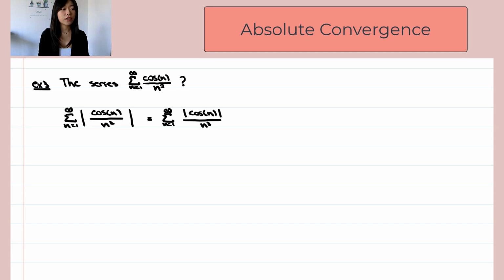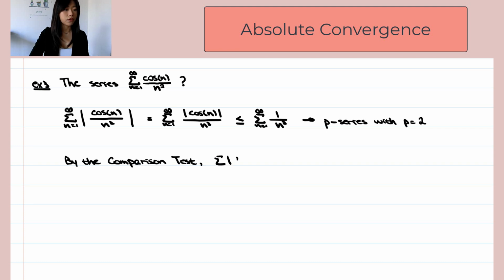And we know that a cosine function oscillates between -1 and 1. So absolute of cosine function is always smaller than or equal to 1. So this is smaller than or equal to the series, the sum of 1 over n squared. And this series is a p-series with p equals 2. So the series of absolute of an is smaller than a convergent series, which means that by the comparison test, the series for absolute of an is convergent.